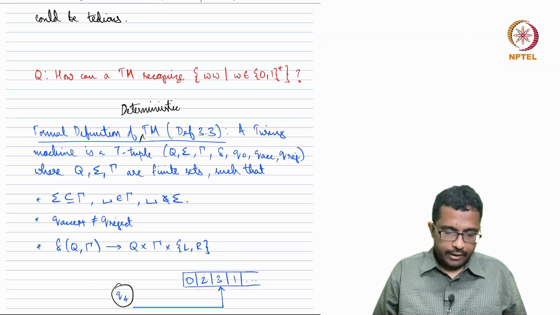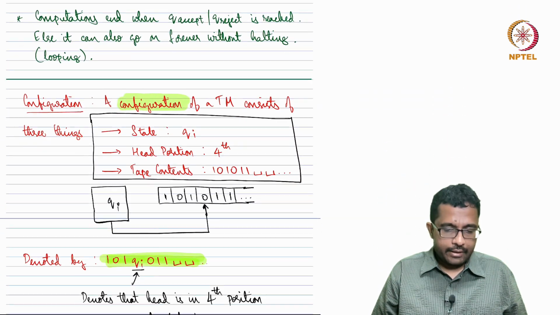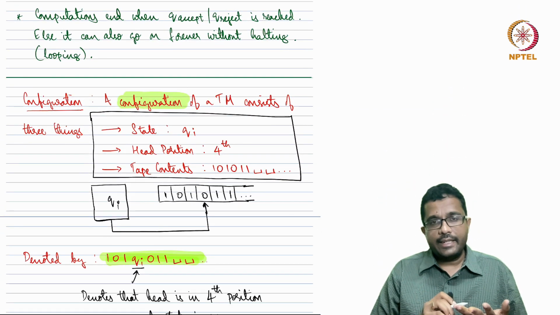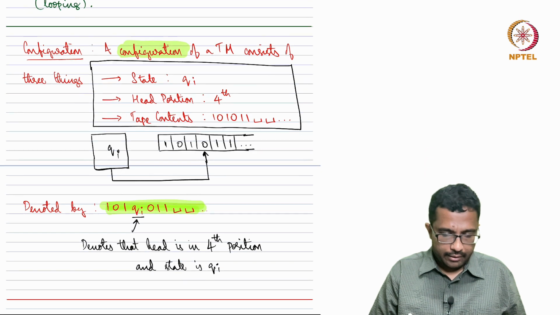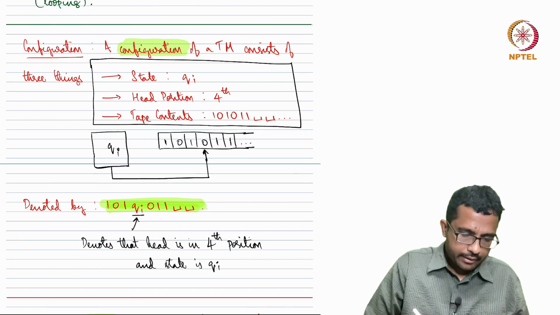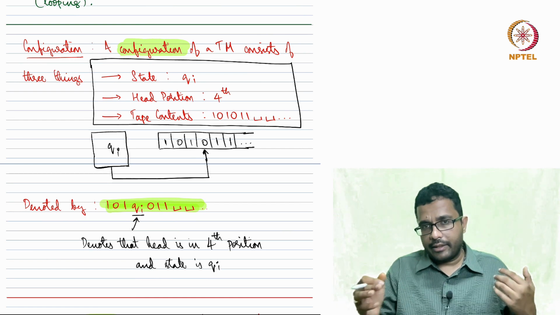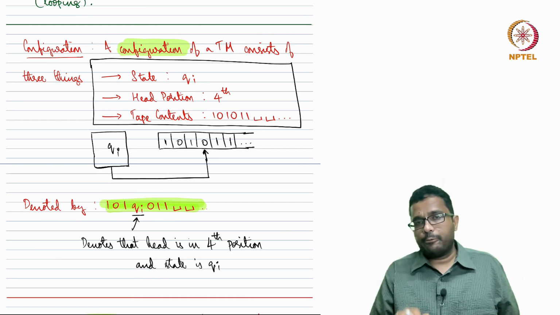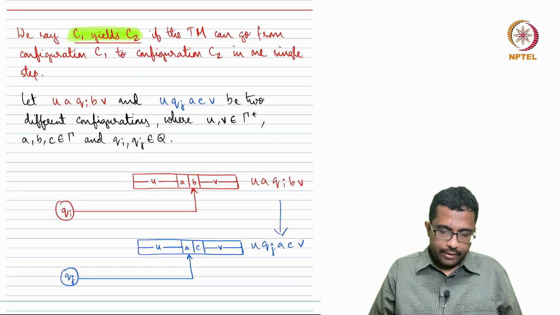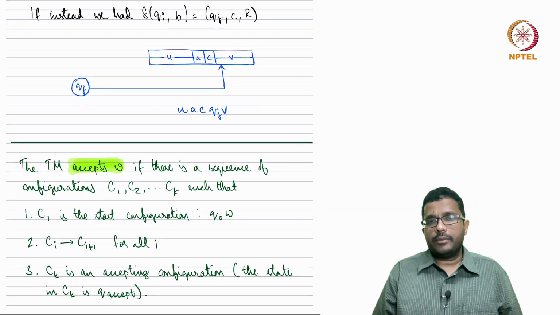We saw a formal definition. We saw what a configuration is. It contains three things: state, head position, and the tape contents. We saw this notation to denote the configuration, which is the tape content where the state is inserted at the head position. And we saw the conditions for a string to be accepted by a Turing machine.